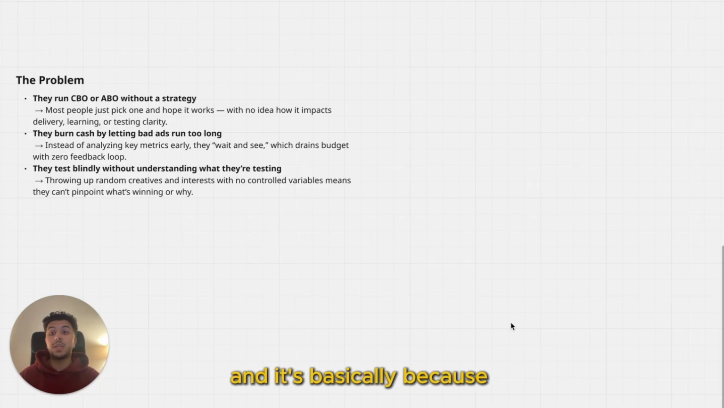It's basically because they run CBOs or ABOs without having a strategy in mind. What I mean by this is, you just started running an ABO, but you don't know why you're running the ABO, or you don't know why you run a CBO. You don't know how to do this and why. Because of this, it's just like a roulette wheel. You're just hoping for something to happen. But for us, we want proven systems in place that give us good outcomes.